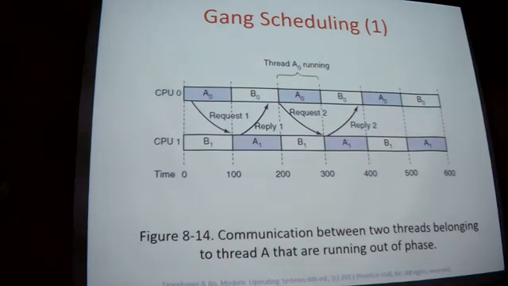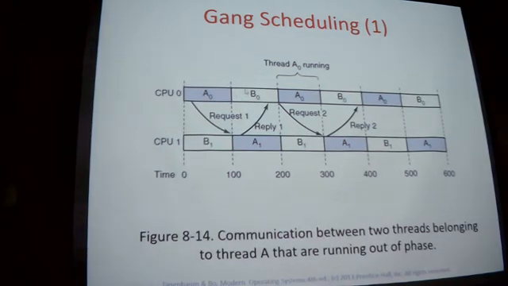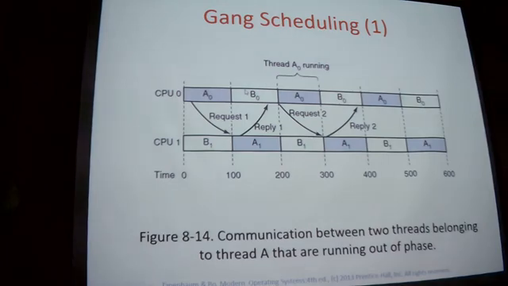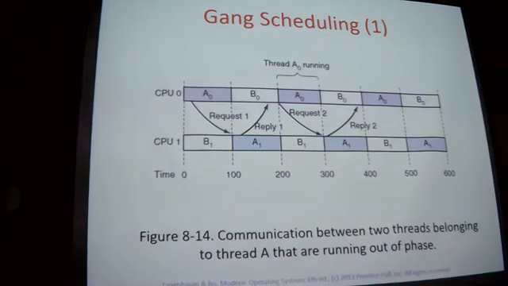Let's return back to this example. In this example, there are two CPUs, CPU 0 and CPU 1, and two processes, process A and process B. Each process contains two threads. For example, process A contains A0 and A1.